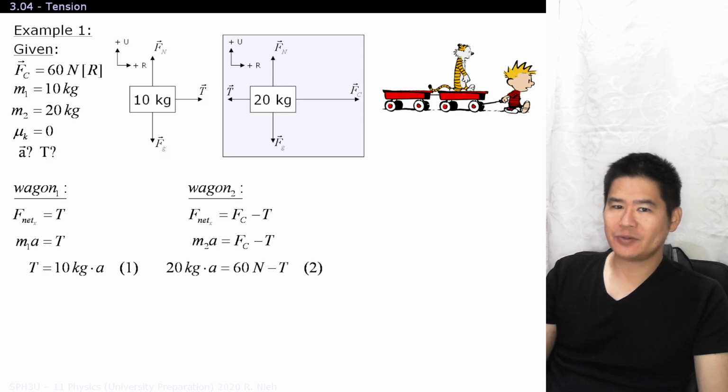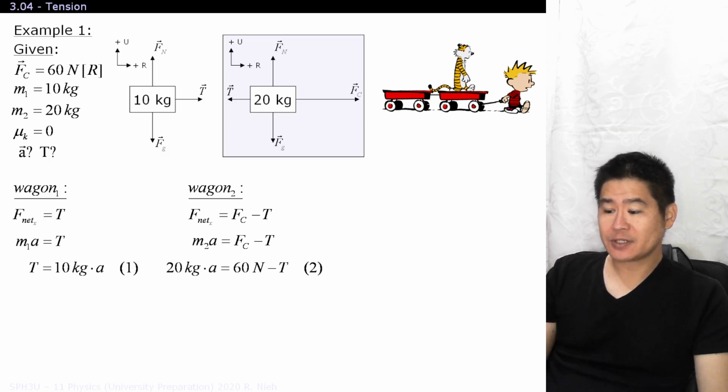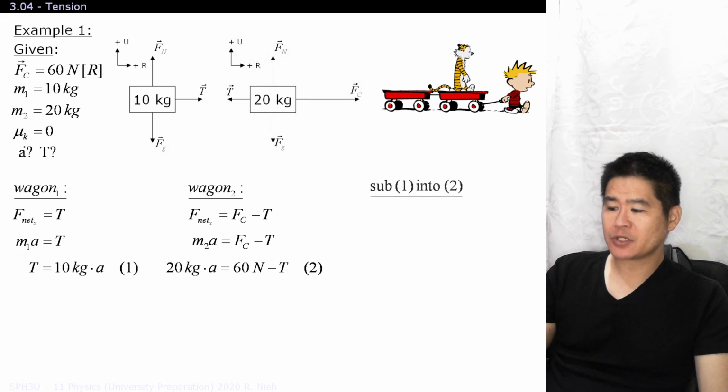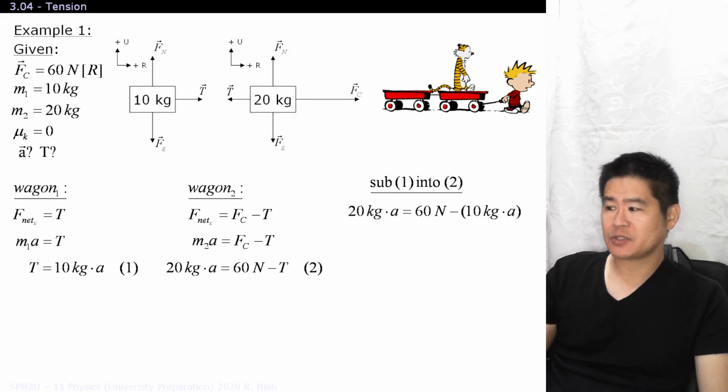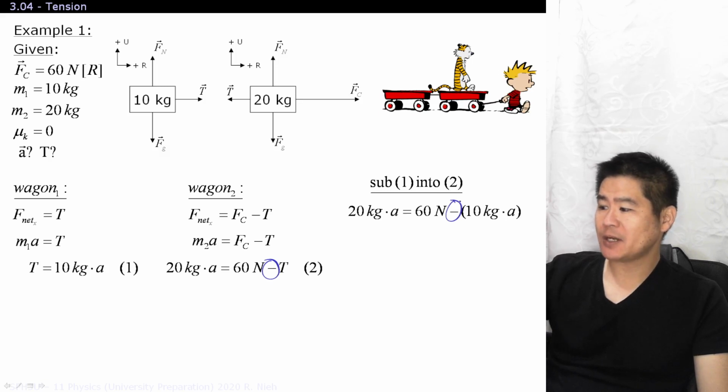So, two equations with two unknowns, what are you going to do? That's right, substitute and solve. Since equation number 1 is already isolated for T, we can sub it into equation number 2. Just be careful. I think the most common mistake I see people make in the substitution is that they forget that there's a minus sign right here, and that minus sign needs to be distributed to everything that's equivalent to T.